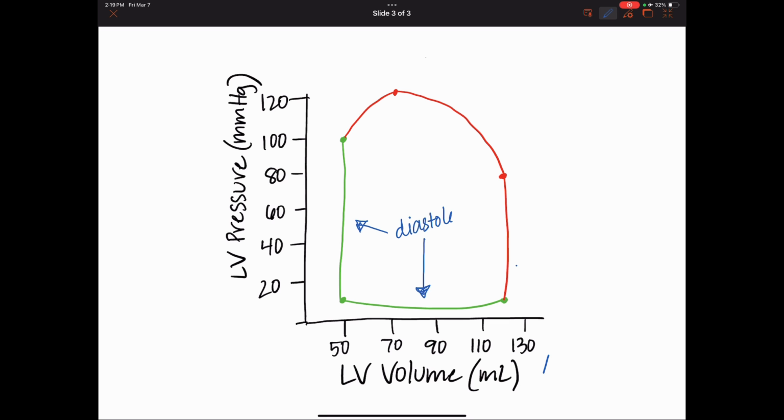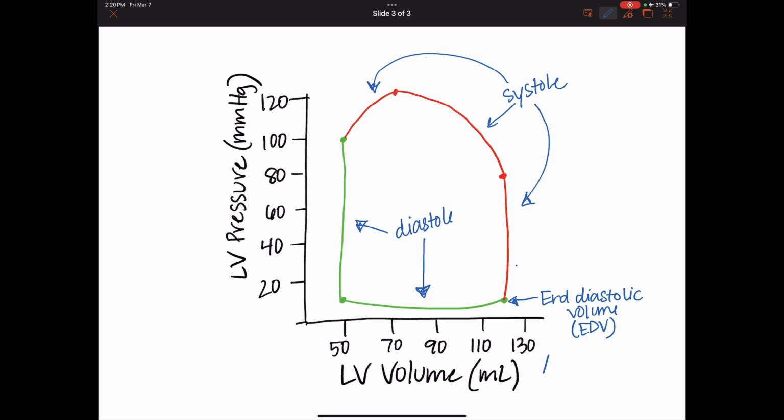The points when the heart is contracting is known as systole, and systole includes isovolumetric contraction, rapid ejection, and also reduced ejection. Now there are a couple different other points of the PV loop that we should be aware of. There are 3 different volumes that are important to know. The first volume is known as end diastolic volume, or EDV. This is the amount of volume that's in the ventricle at the end of diastole.